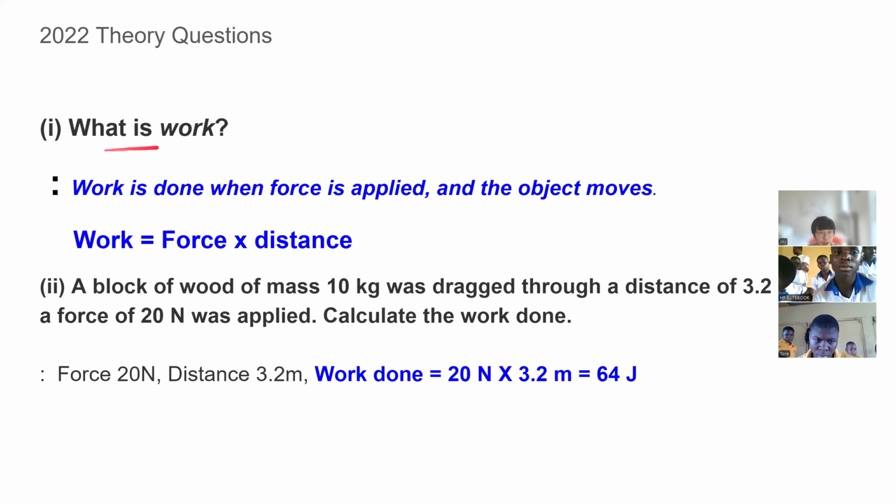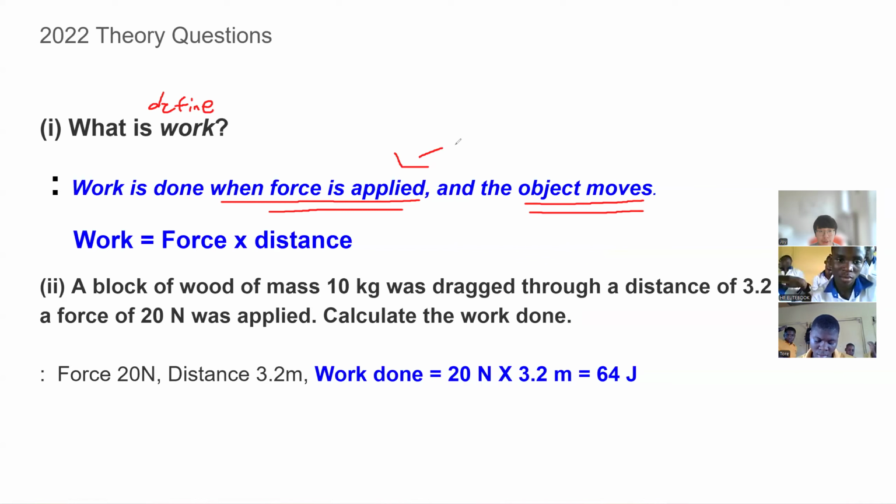If you want to define work, always state that the force is applied and the object moves. Always write these two things when you're defining work. What is work? Work is done when force is applied and the object moves. You can also write work equals force times distance.